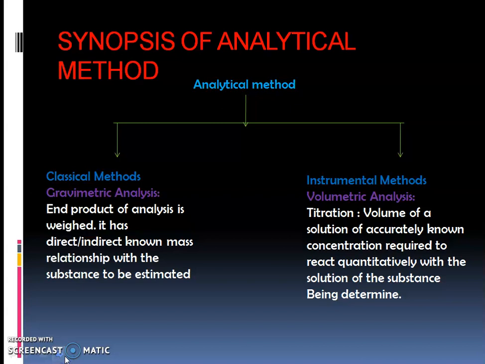Then a synopsis of analytical methods. Analytical methods are again classified as classical methods and instrumental methods. Classical includes gravimetric, where the end product of analysis is weighed and has a direct or indirect known mass relationship with the substance to be estimated. Volumetric analysis, in which titration is done, the volume of a solution of accurately known concentration required to react quantitatively with the solution of the substance being determined.